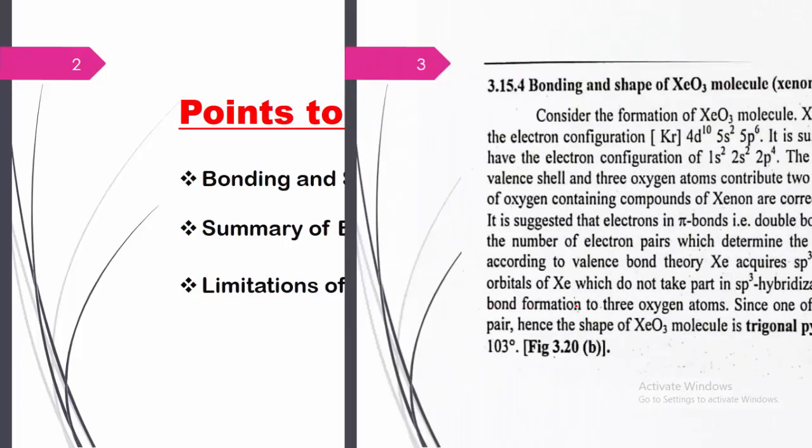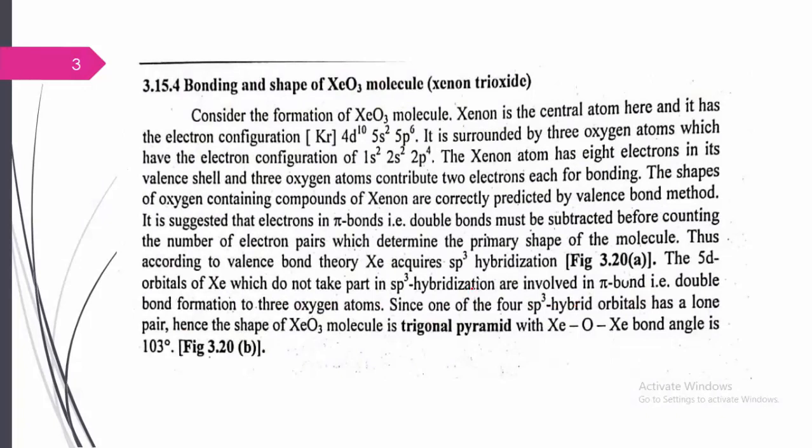Okay, so let me see the bonding and shape of the XeO3 molecule, that is the xenon trioxide molecule. Here, it is very simple: the central atom is xenon, that is Xe, and it is surrounded by three oxygen atoms. It means the central xenon atom undergoes hybridization and is then surrounded by the oxygen atoms. It forms the xenon trioxide molecule.